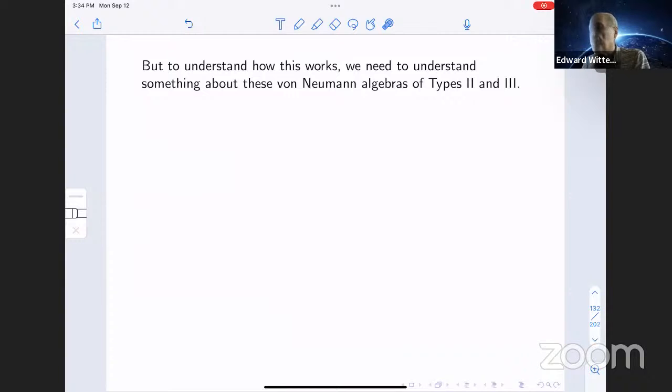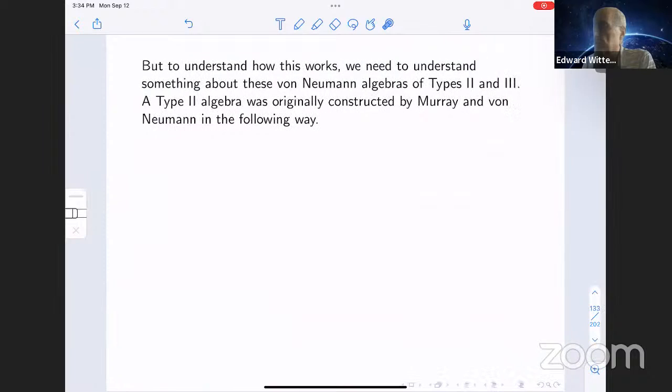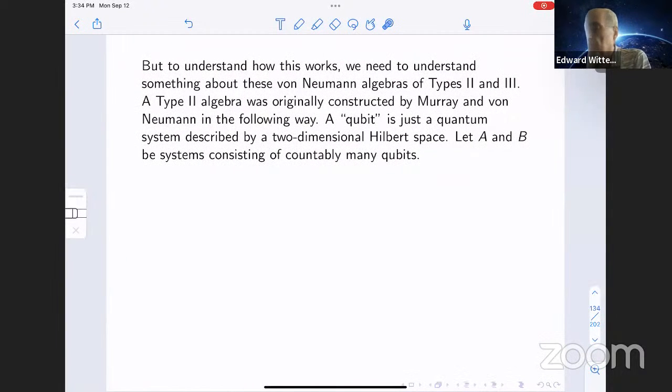But to understand how this works, we need to know something about von Neumann algebras of type 2 and type 3. A type 2 algebra was originally constructed by Murray and von Neumann as follows. First, what I'll call a qubit is just a quantum system with a two-dimensional Hilbert space. Let A and B be systems consisting of countably many qubits.